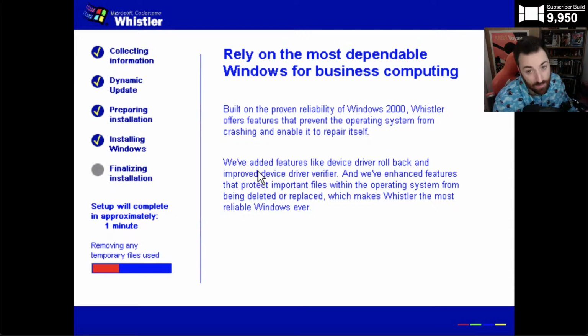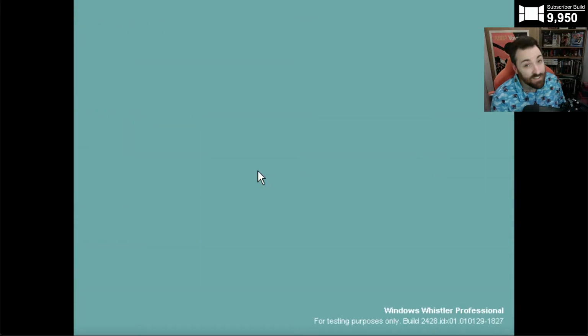Built on the proven reliability of Windows 2000. And I mean, Windows 2000 is really reliable and stable, isn't it? Whistler offers features that prevent the operating system from crashing and enable it to repair itself. Prevent it from crashing? Really? I think that's being a little bit over enthusiastic. Maybe reduce the risk of crashing. I'd probably go with that. Prevent from crashing, I don't think so.